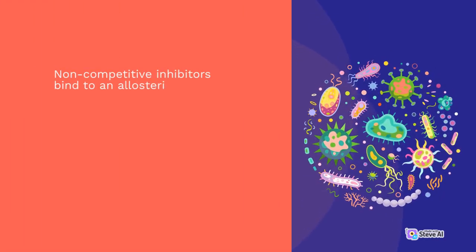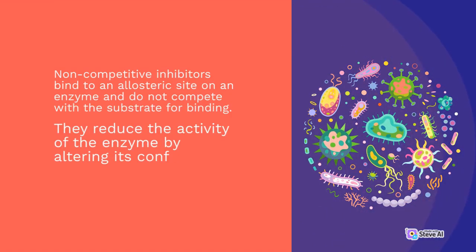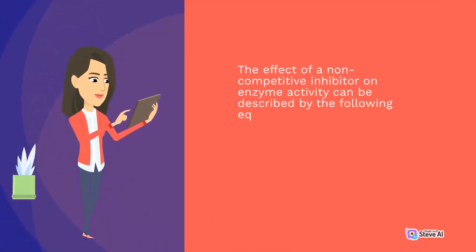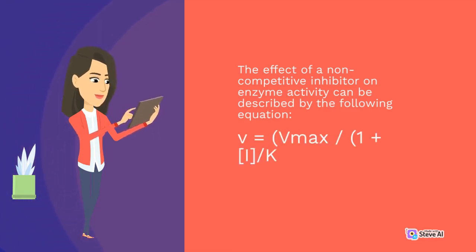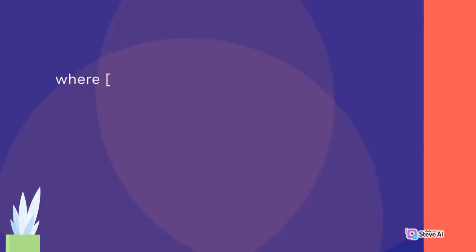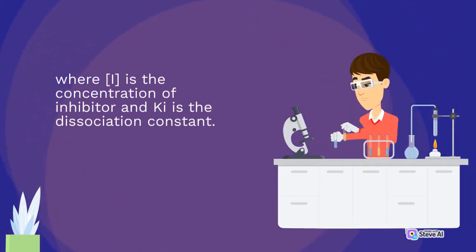Non-competitive inhibitors bind to an allosteric site on an enzyme and do not compete with the substrate for binding. They reduce the activity of the enzyme by altering its conformation or stability. The effect of a non-competitive inhibitor on enzyme activity can be described by the following equation. V = Vmax / (1 + [I]/K) × [S] / (Km + [S]), where I is the concentration of inhibitor and K is the dissociation constant.